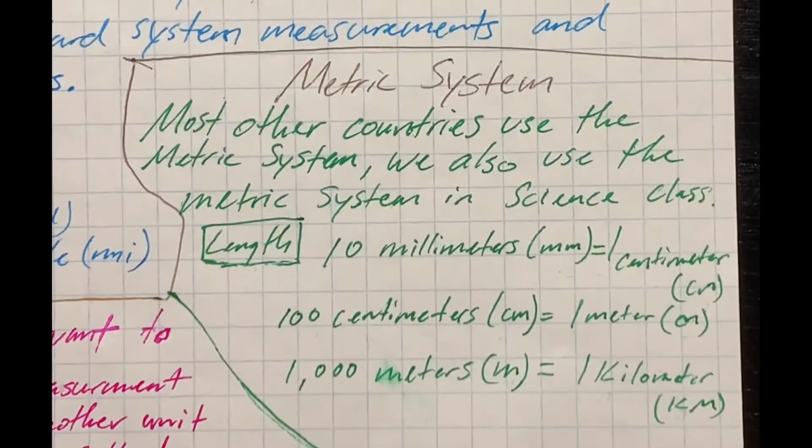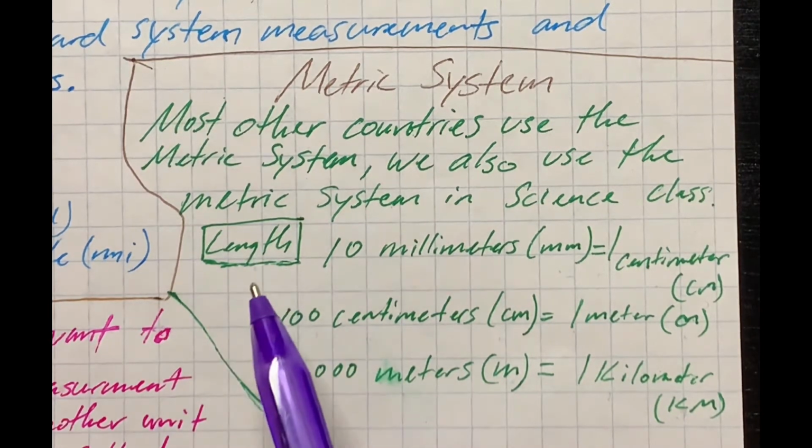Next, we have the metric system. Now, most other countries around the world use the metric system. We also use the metric system here in science class. So for an example, we have length. Again, it's a distance measurement.